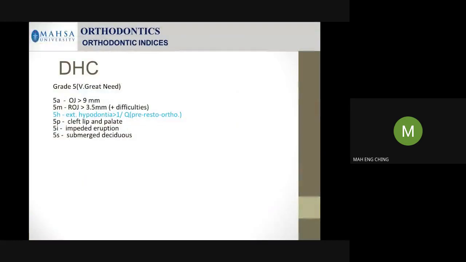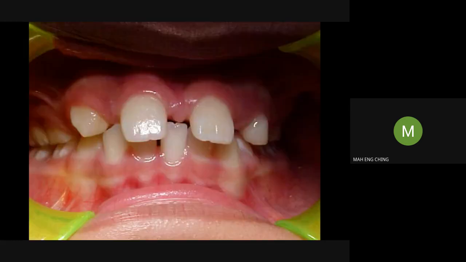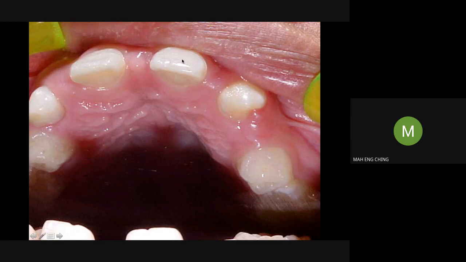So this side is 5H, more than 1 or 2 per quadrant. You can see this patient missing a lateral incisor, then a missing premolar, more than 1 or 2 per quadrant. If you're just missing a lateral incisor, maybe it becomes 4H, right? More than 1 or 2 missing per quadrant, then it becomes 5H.